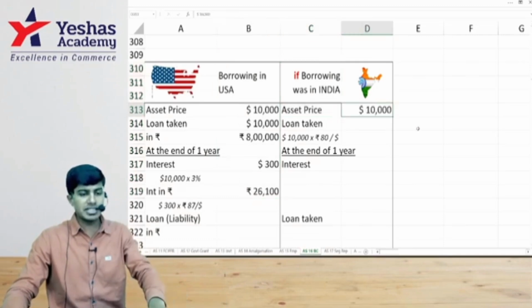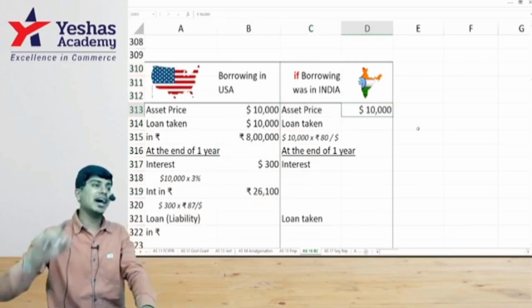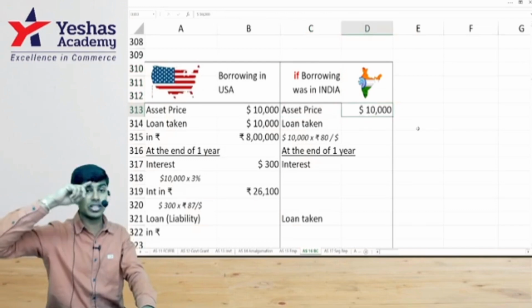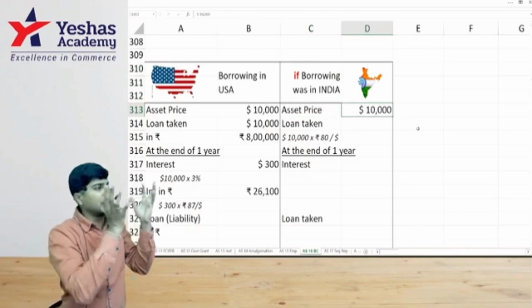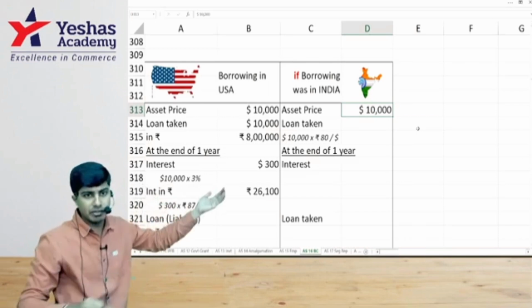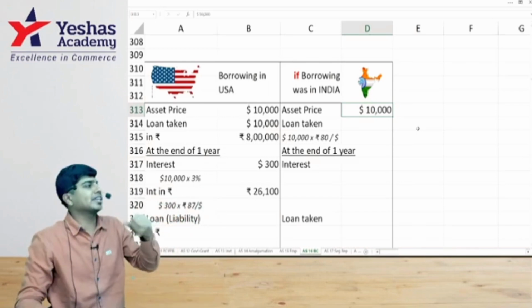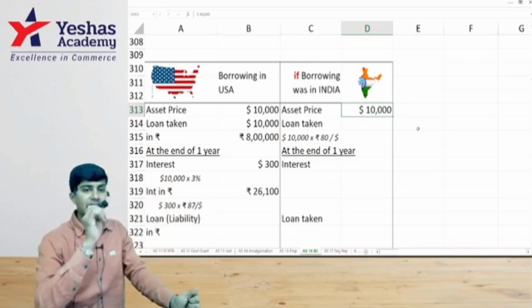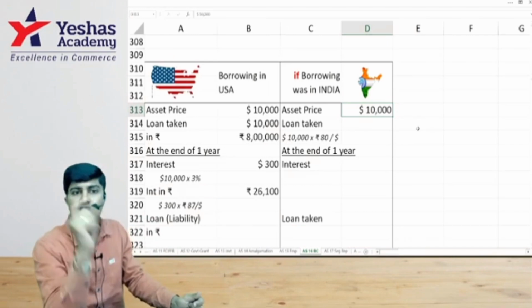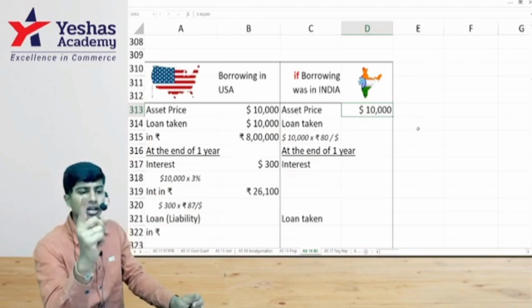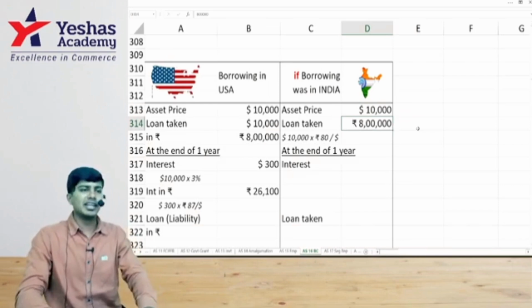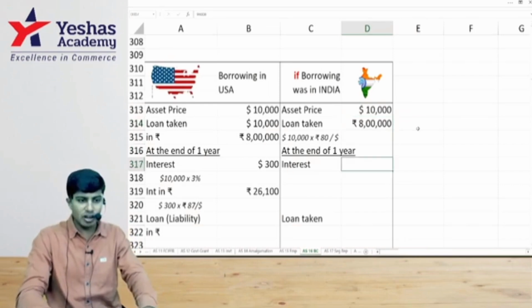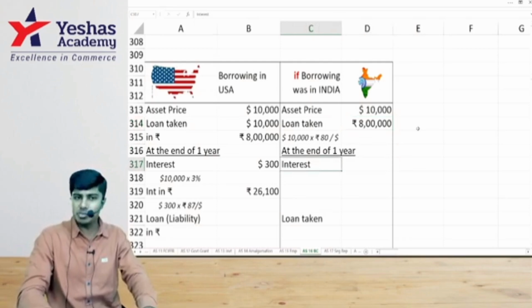See, the asset price is $10,000. To buy the asset of $10,000 in USA, I have taken a loan in India, converted the Indian rupees to dollars and then paid. Am I right? How much money should I take as a loan in India? I need to pay 80 rupees for each dollar and I need $10,000. Do $10,000 into rupees 80 per dollar. How much money will I take from the Indian SBI bank? 8 lakh rupees.